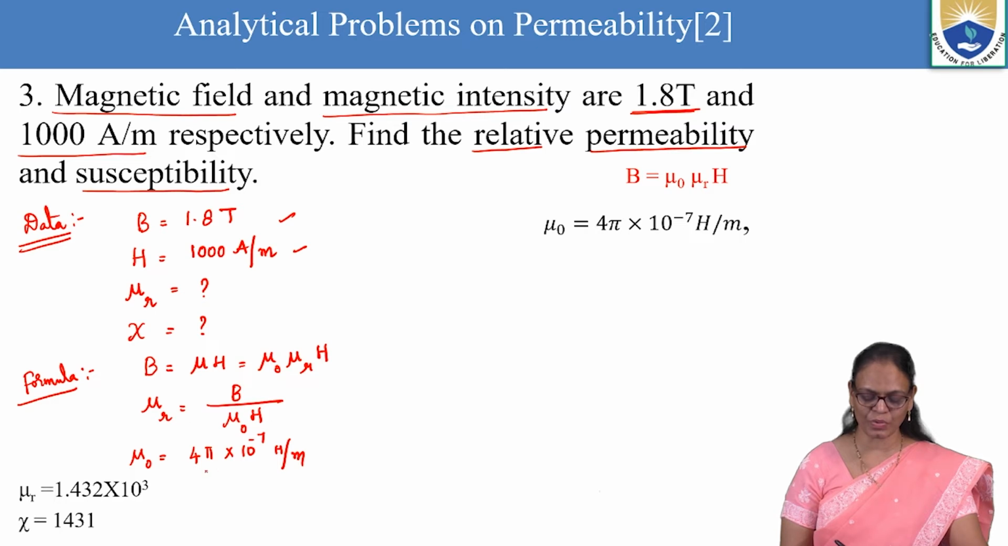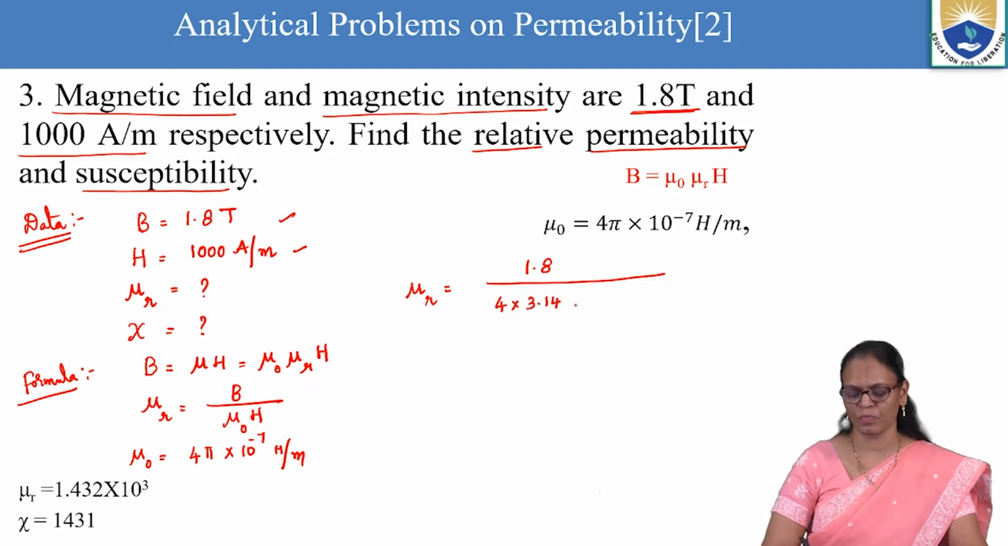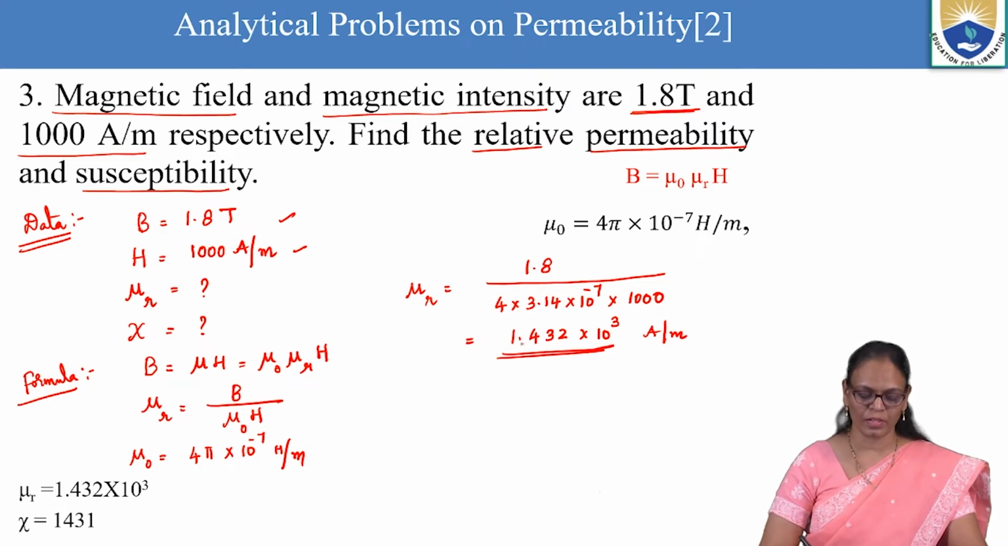So we are going to substitute now in mu r and get the value. So mu r is equal to B, that is 1.8, upon mu naught, 4 pi. The value of pi we are going to write 3.14, into 10 power minus 7. This is the value of mu naught, into H. H is 1000. So when we simplify, we are getting 1.432 into 10 power 3. So this is the value we are getting for mu r.